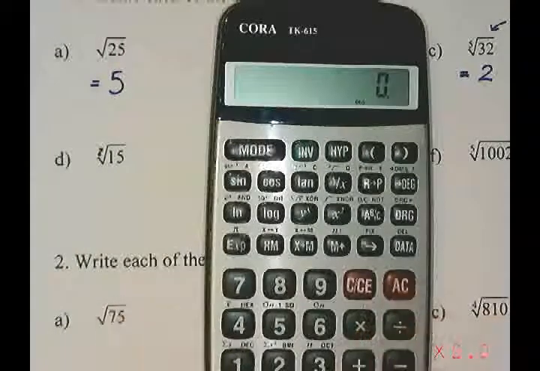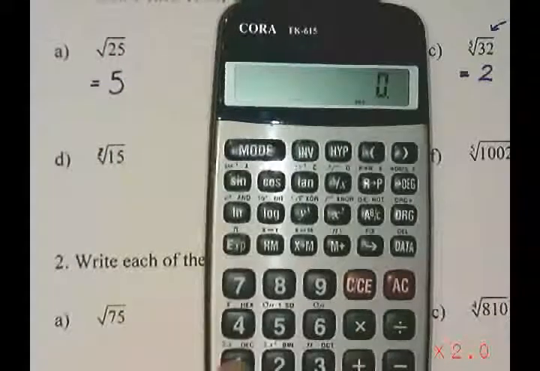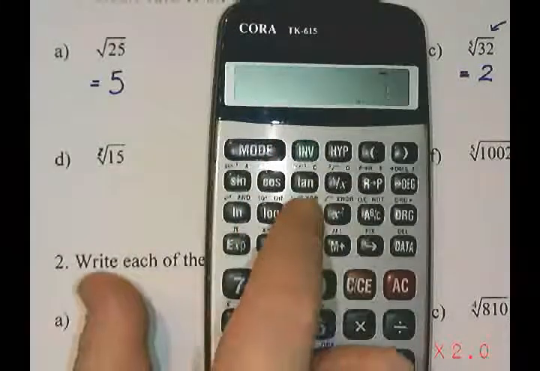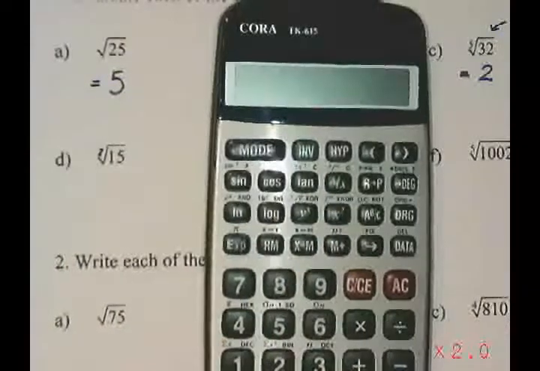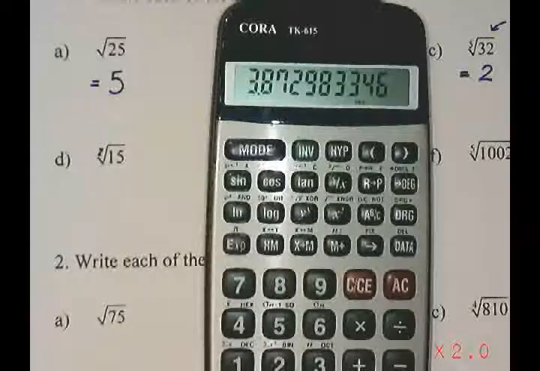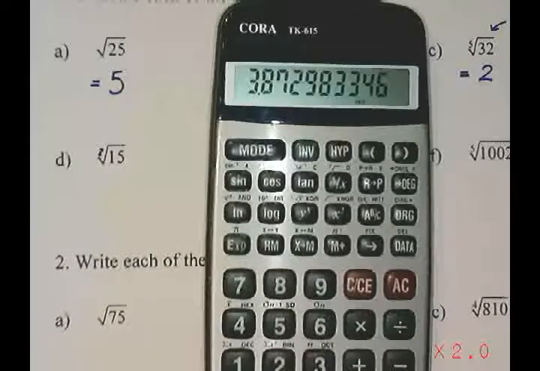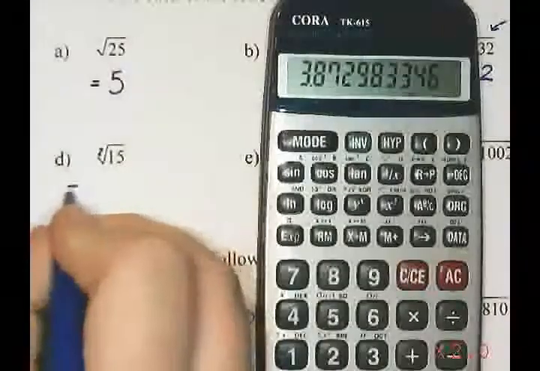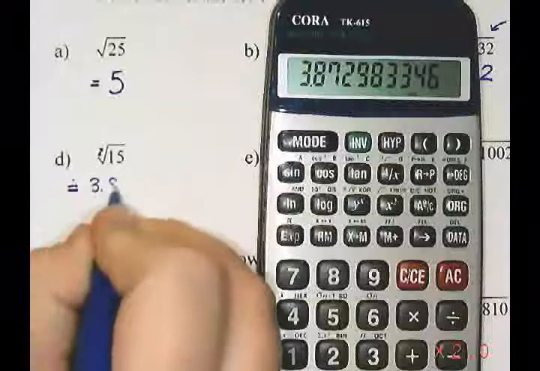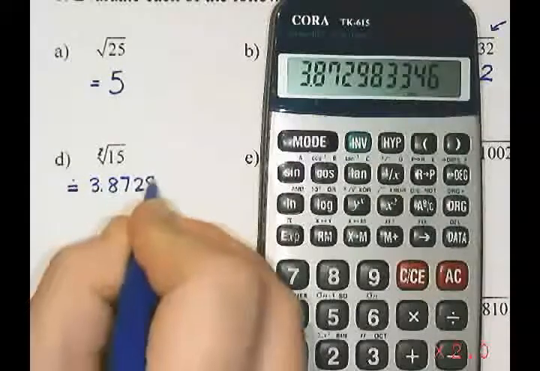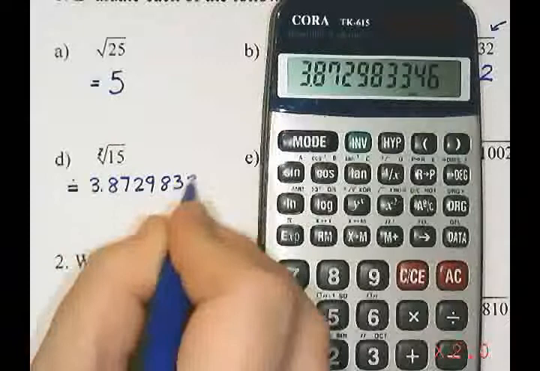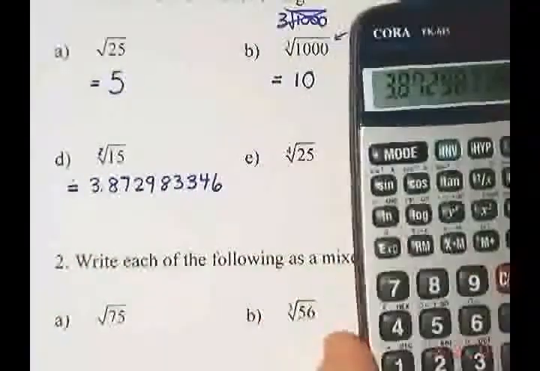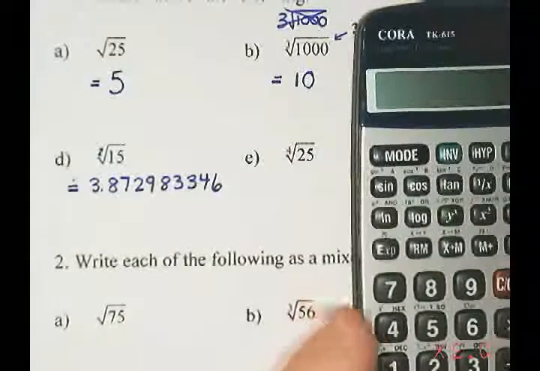So I could use my new button where I put in 15 and then my shift or inverse, my exponent button, and then a 2. And it tells me that the square root is that very long decimal. Or I could use my other calculator, it would give me the same answer. So this is approximately 3.872983346. The next one is the fourth root of 25.